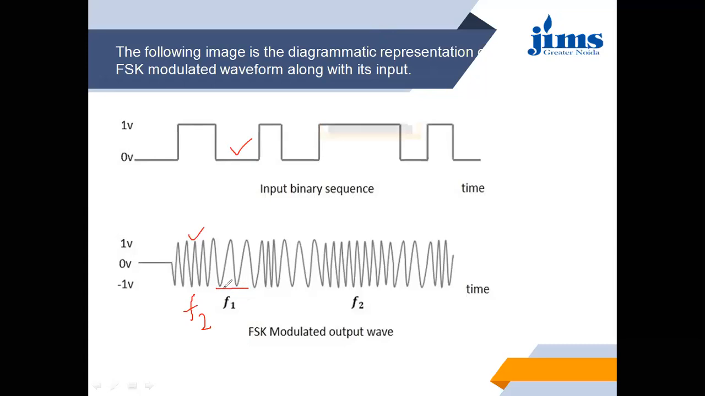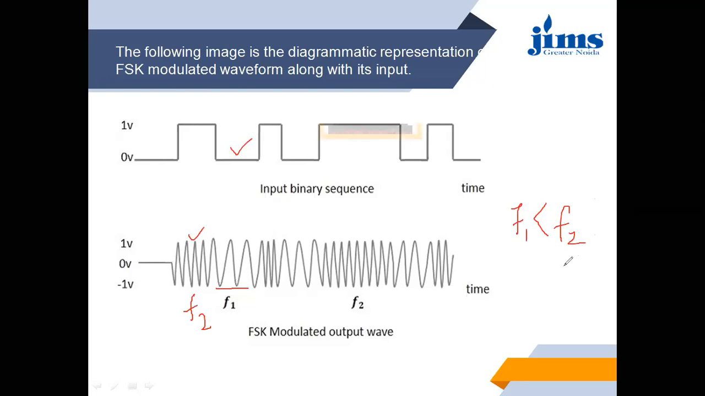This you can easily see from the waveform: the number of cycles in F2 are much more than the number of cycles shown in F1. Is that clear, Vandana? Yes, ma'am, it's clear. Is this clear that F1 is less than F2? Can everybody see this? It is based on the number of cycles. So the number of cycles in F1 are less than the number of cycles in F2.